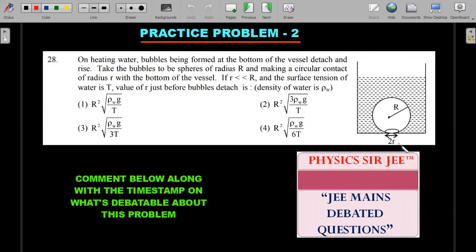There are bubbles which are coming out from the bottom of a vessel. Four options were given. The final key is something that was debated at that time. So comment along with the timestamp on what you find debatable about this problem, and I'll try to produce the video in the JEE Mains debated questions series.